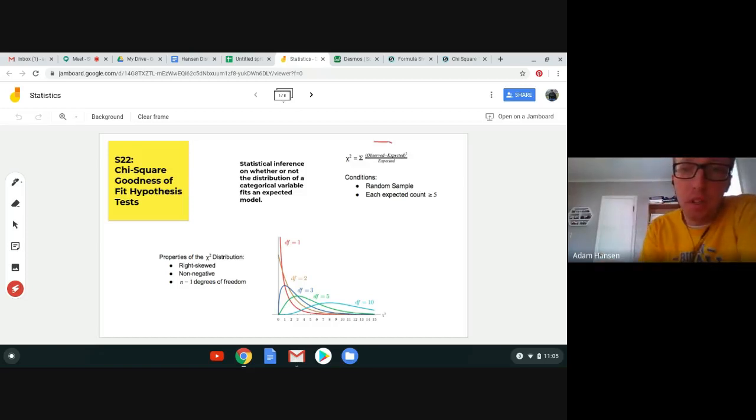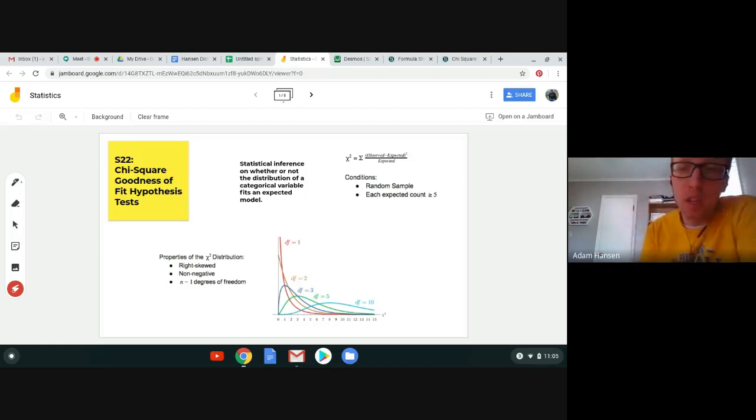This formula here is our chi-square test statistic. It's also found on your formula sheet in the bottom right corner under the chi-square column. That kind of slanted X is the Greek letter chi. It's not chai. Chai is a latte. It's a drink. This is the Greek letter chi.